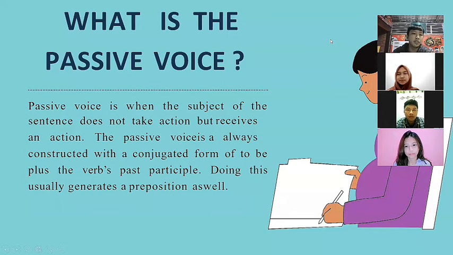What is the passive voice? Passive voice is when the subject of the sentence does not take action but receives an action. The passive voice is always constructed with a conjugated form of to be plus the verb's past participle. Doing this usually generates a preposition as well.